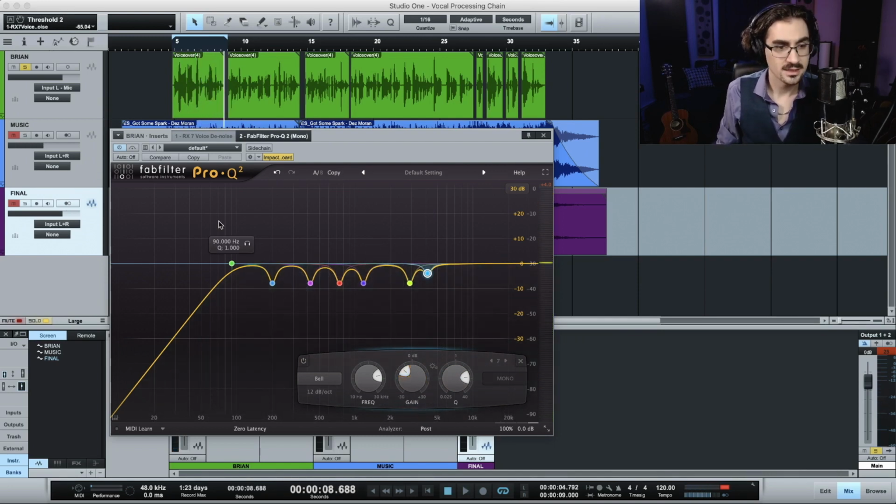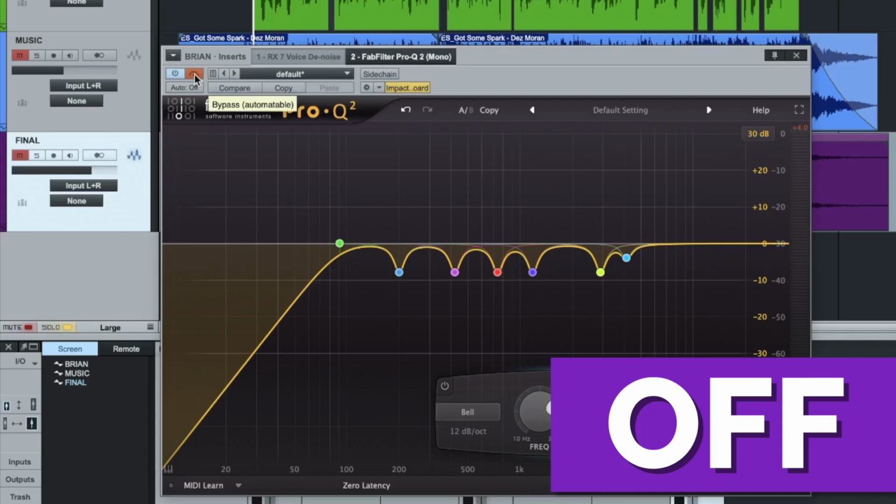Wow, having to listen to myself say that many times in a row makes me sad inside. Okay, so now what I'm going to do is play for you with the entire EQ off and then the entire EQ on. I'm going to let you hear a little bit more than just that phrase. So off and then on.